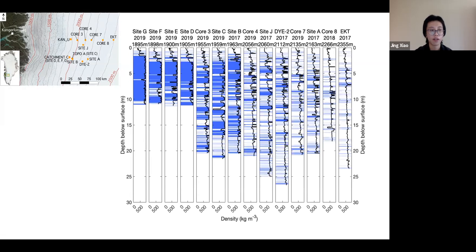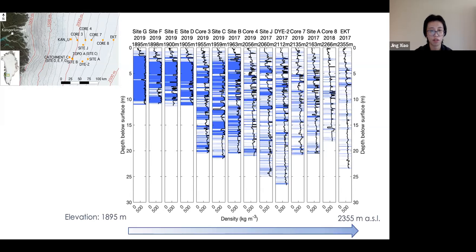Okay, now here are the 14 cores from the 14 sites. Some sites have multiple cores, but I only included the longest core at each site. They are listed in the order of elevation, from low elevation at left to high elevation at right, from about 1900 meters above sea level to about 2355 meters.